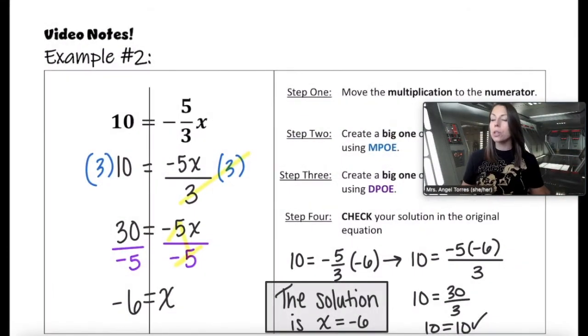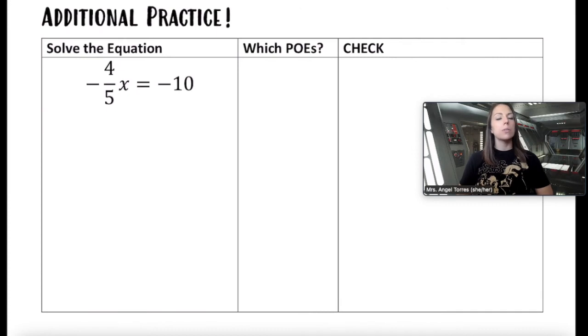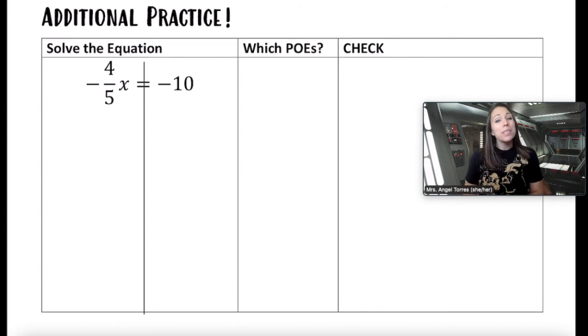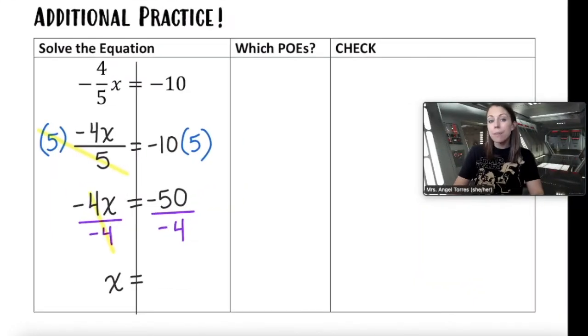Now it's time for you to try. On your own, try to solve this equation. -4/5 x equals -10. I'll get you started by putting a line down the middle of the equal sign. Remember, you're going to use the same steps. Move the multiplication to the numerator, apply MPO, apply DPO, and then check. Try this one on your own now. Let's see how you did.